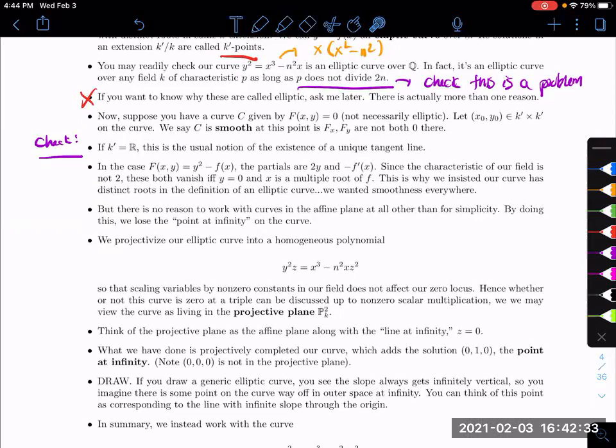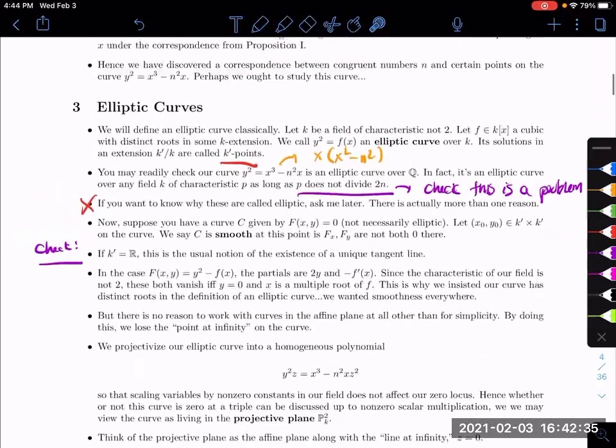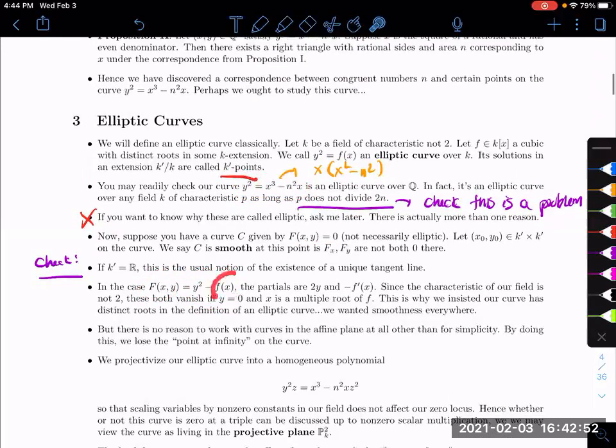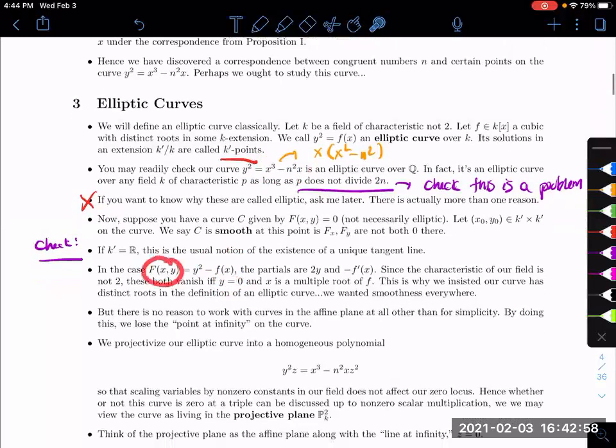Okay, so let's look here. What situation are we in? What does our curve look like? If we were to write it in this form, we would write it as y squared minus some little f of x as our capital F, okay? In our case, little f is this cubic here, but in general, it's just something. What are the partial derivatives of this? The partial derivatives are 2y and negative f prime of x.